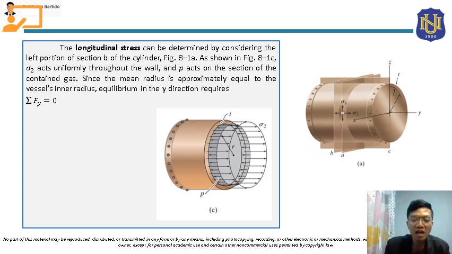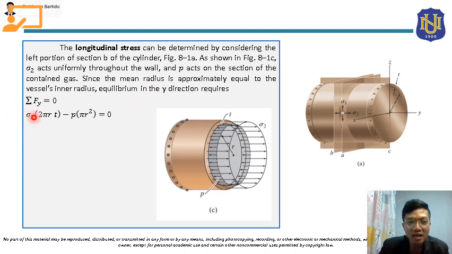Let's first convert sigma 2 into force. Sigma 2 is acting at the wall. The area of this wall we can solve by taking the circumference of the inner circle, which is 2 pi r, times the thickness of the wall. So that becomes sigma 2, the longitudinal stress, times the area, which is 2 pi r times t.